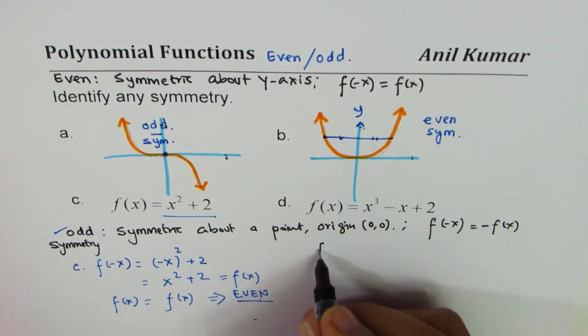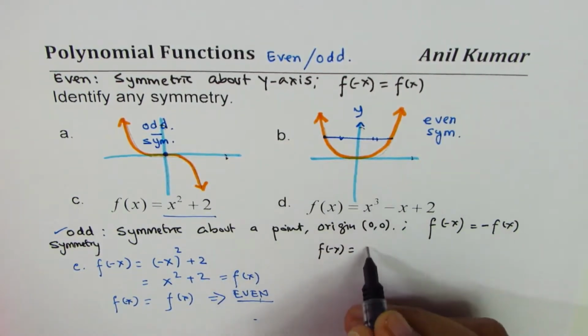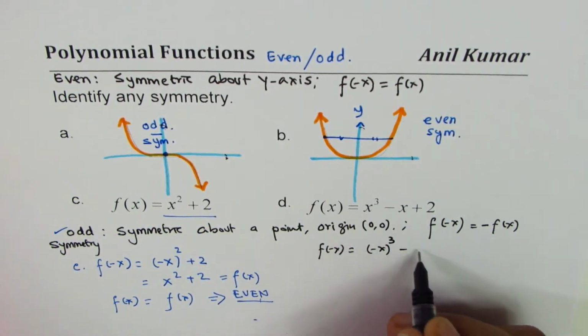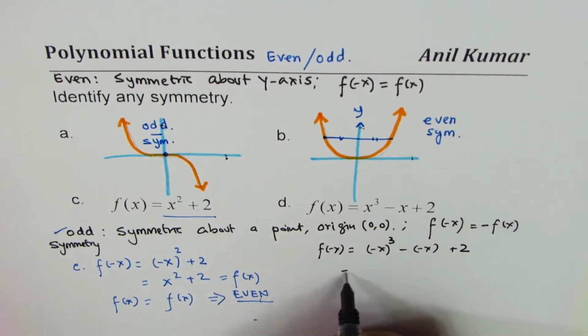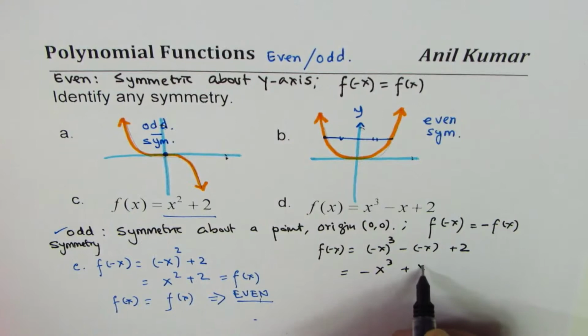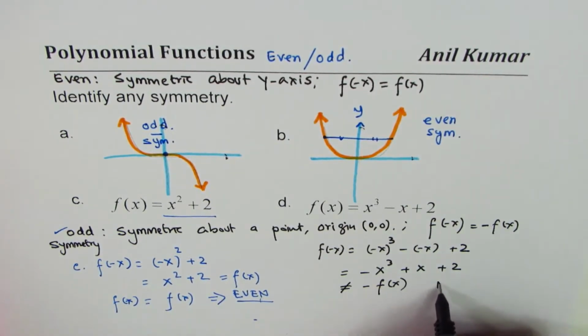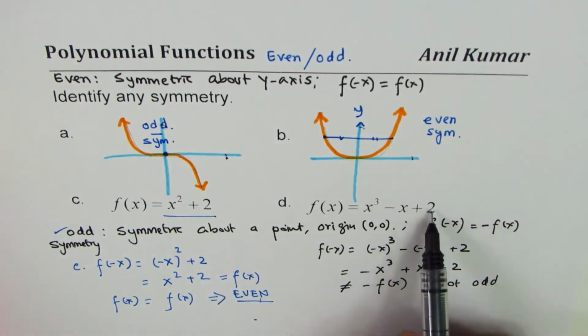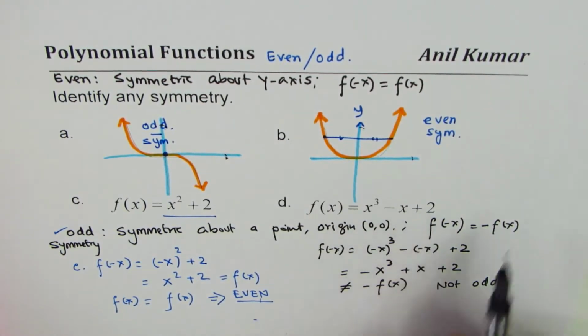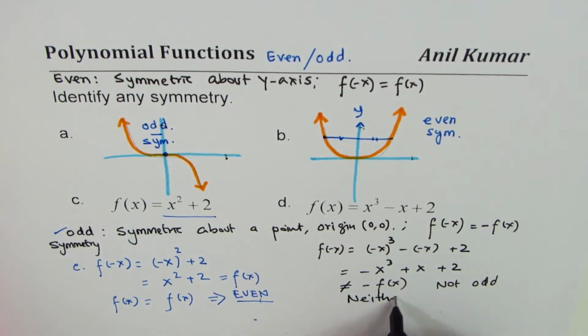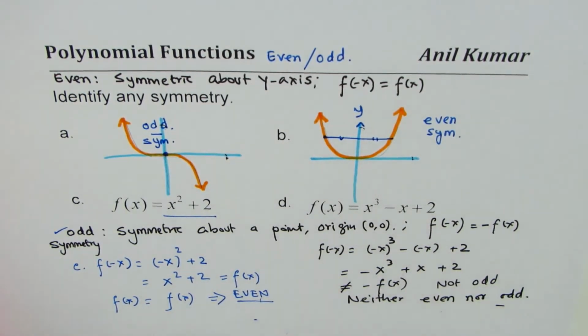How about the next one? So let's again find what is f of minus x. Replace x with minus x. We get minus x cubed minus of minus x plus 2. That is minus x cubed plus x plus 2. Now this is not equal to minus of f of x, and therefore it is not odd, right? We were expecting it to be odd since we had one odd degree term, but 2 has even degree, and that makes this function neither, right? So neither even nor odd for this particular function.